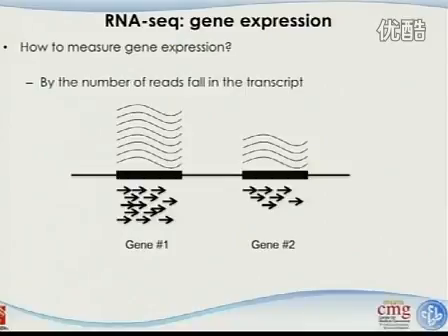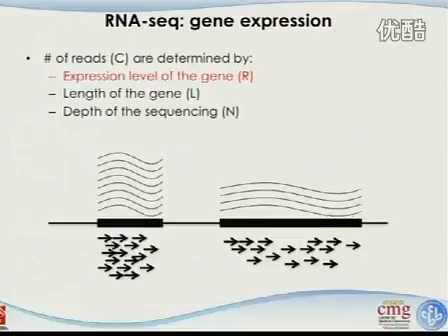So if this is one gene, this is another gene, and this expresses this much, this expresses this much, and you just measure the number, count the number of reads that fall into each individual gene, and you can have a pretty reasonable inference on how much the relative expression level is.